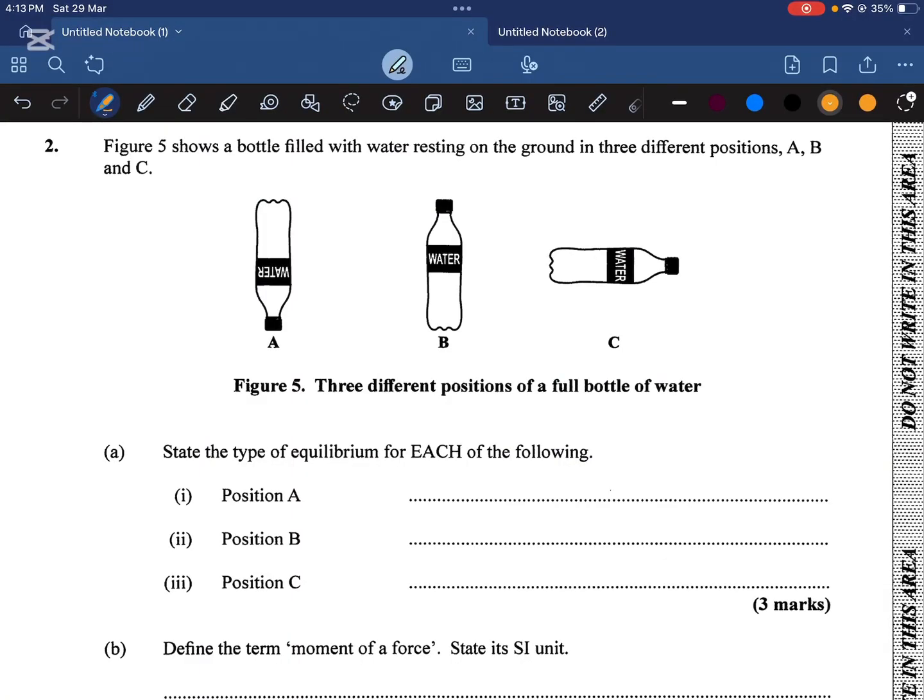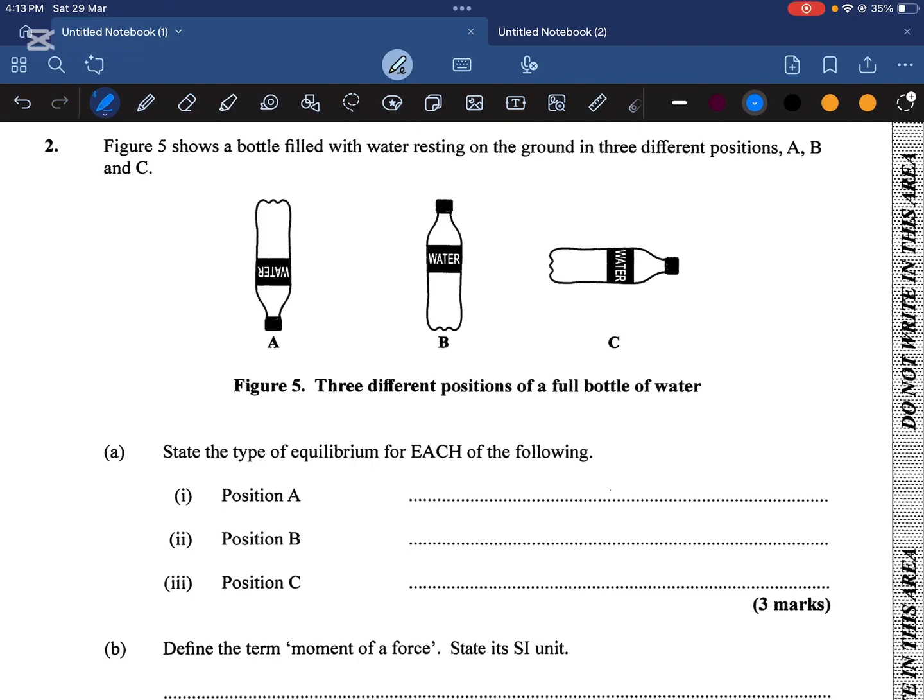So here we have question 2 from our 2024 June-May exam, and we're going to go through as quickly as possible, highlighting various strategies and hints in which to approach questions like these. We start with figure 5, which shows a bottle filled with water resting on the ground in three different positions, A, B, and C. If we notice, A is upside down, B is in the normal position, and C is on the side of the bottle. State the type of equilibrium for each of the following.